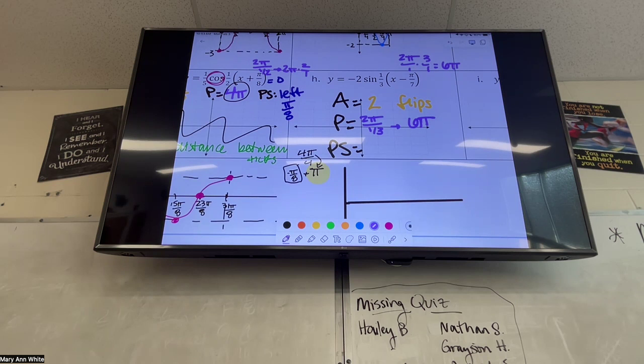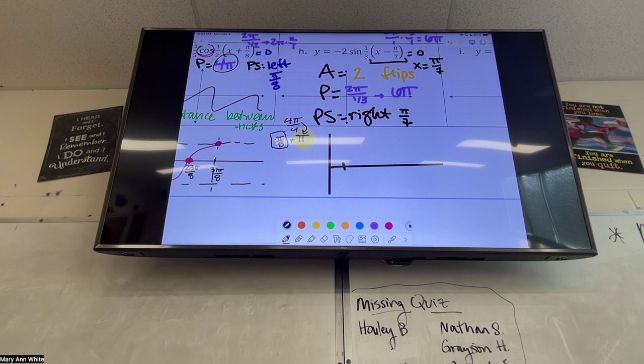And then my phase shift is where we set the parentheses equal to 0. So x is going to equal pi over 7. This was a pretty easy set equal to 0. Since I end with a positive pi over 7, that means I'm going to go to the right pi over 7 units. So that means instead of starting at 0, we're going to start at pi over 7. So my first dash, a little tick mark, is going to be at pi over 7.